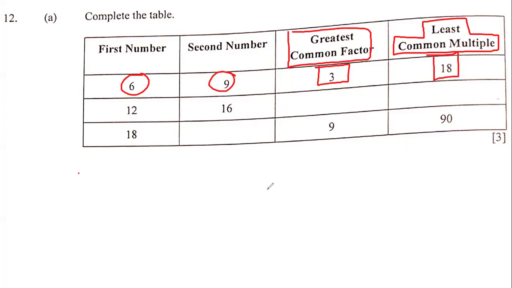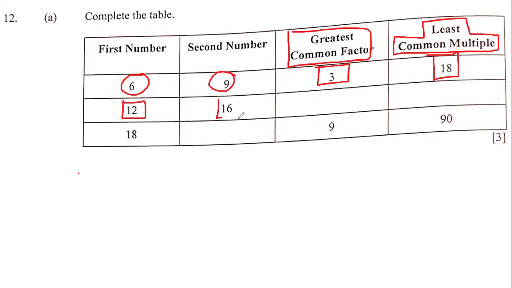When I call your name, you shouldn't be lost. All right, Elise Smith, where's Elise Smith? Nathan? Yes, sir. What is the greatest common factor of 6 and 9 based on this table? 3. And what is the lowest common multiple? 18, very good.